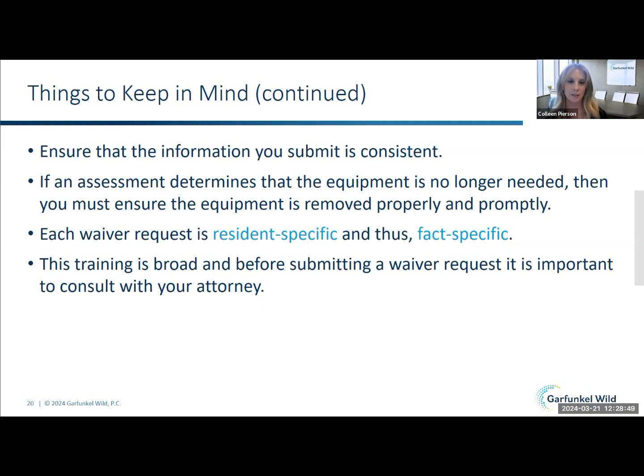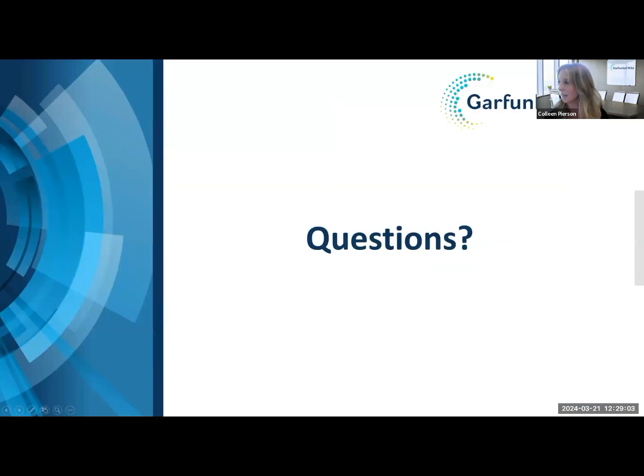Each waiver request, as I mentioned, is resident specific, thus fact specific. This training is broad, and before submitting a waiver request, it is important to consult with your attorney. If anyone has any questions, please feel free to ask them now.